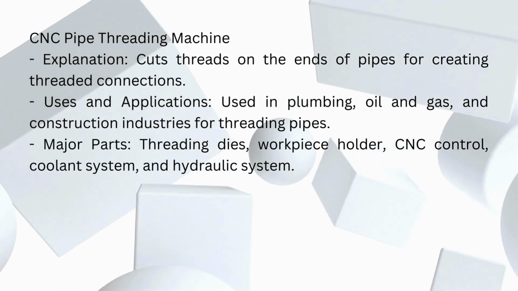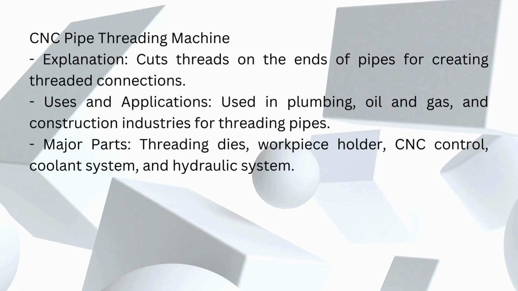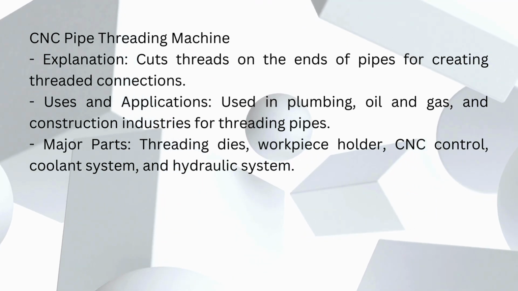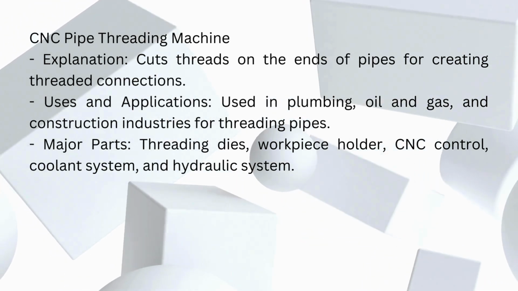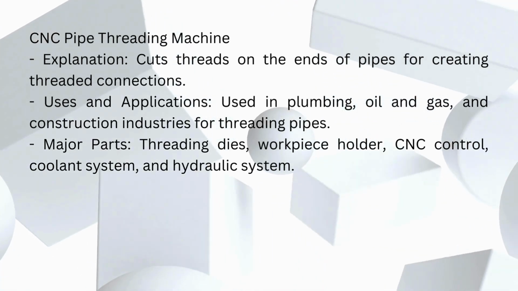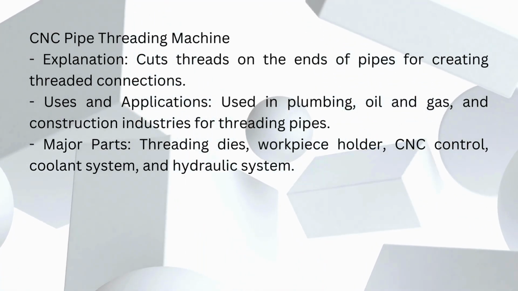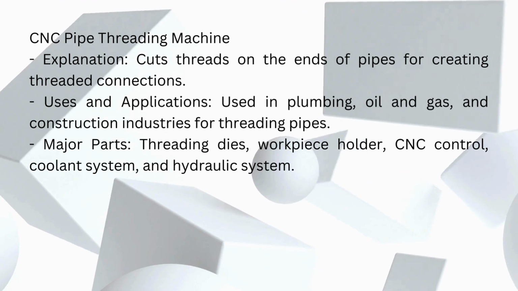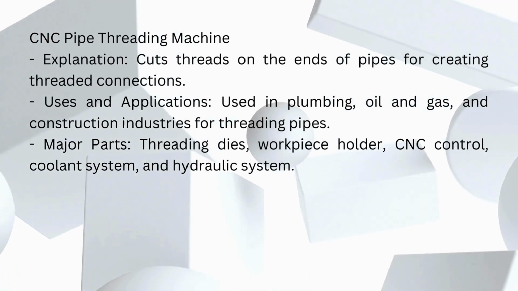CNC pipe threading machine. Explanation: cuts threads on the ends of pipes for creating threaded connections. Uses and applications: used in plumbing, oil and gas, and construction industries for threading pipes. Major parts: threading dies, workpiece holder, CNC control, coolant system, and hydraulic system.